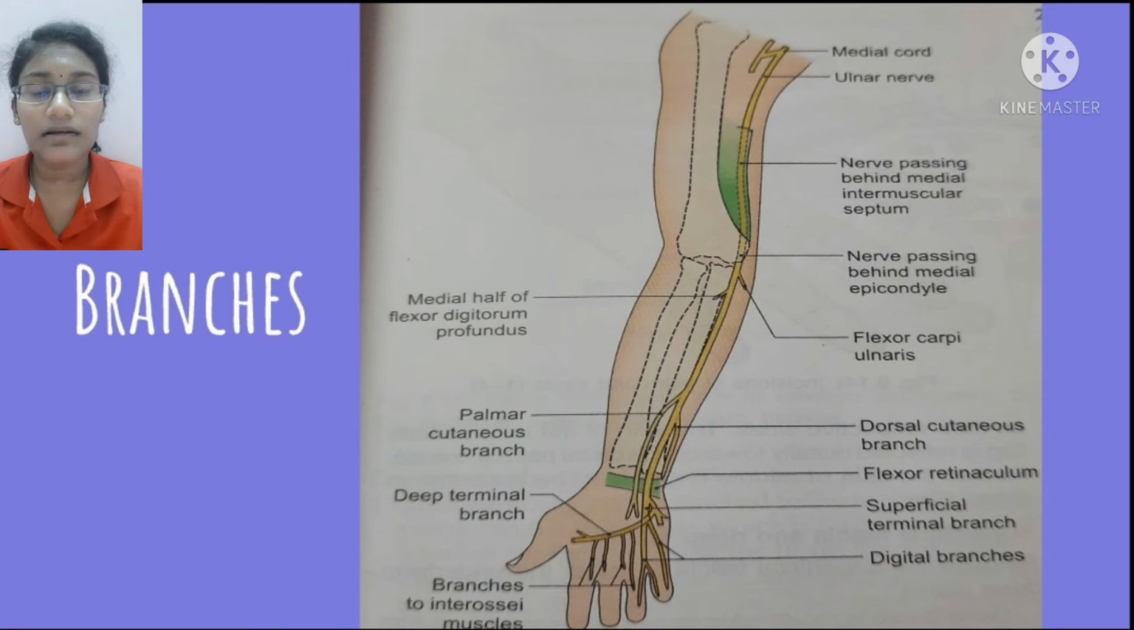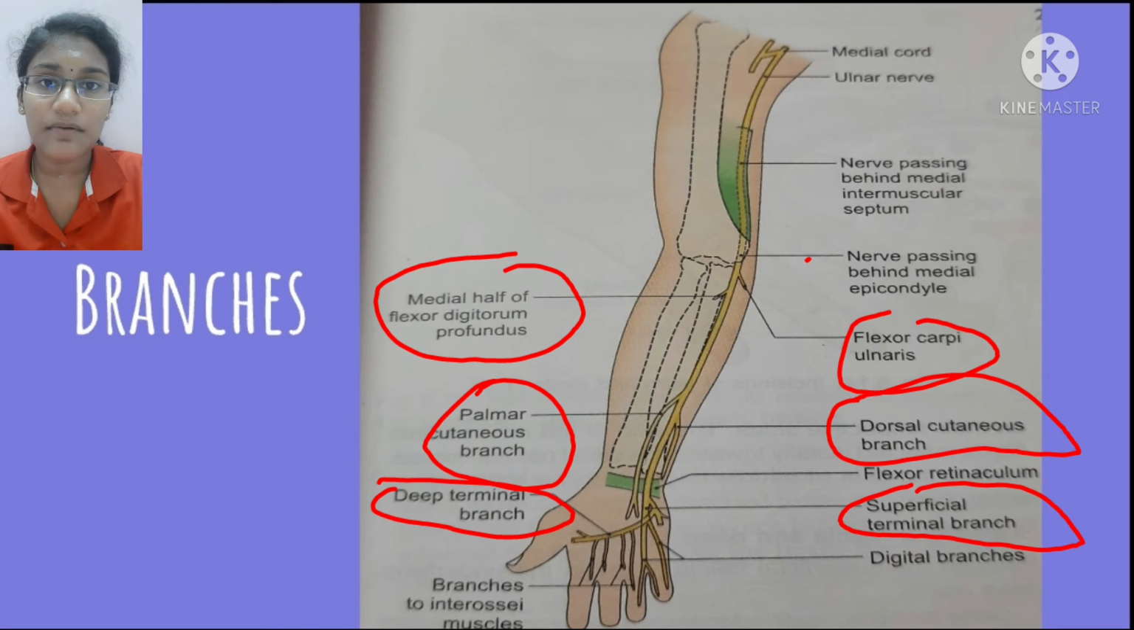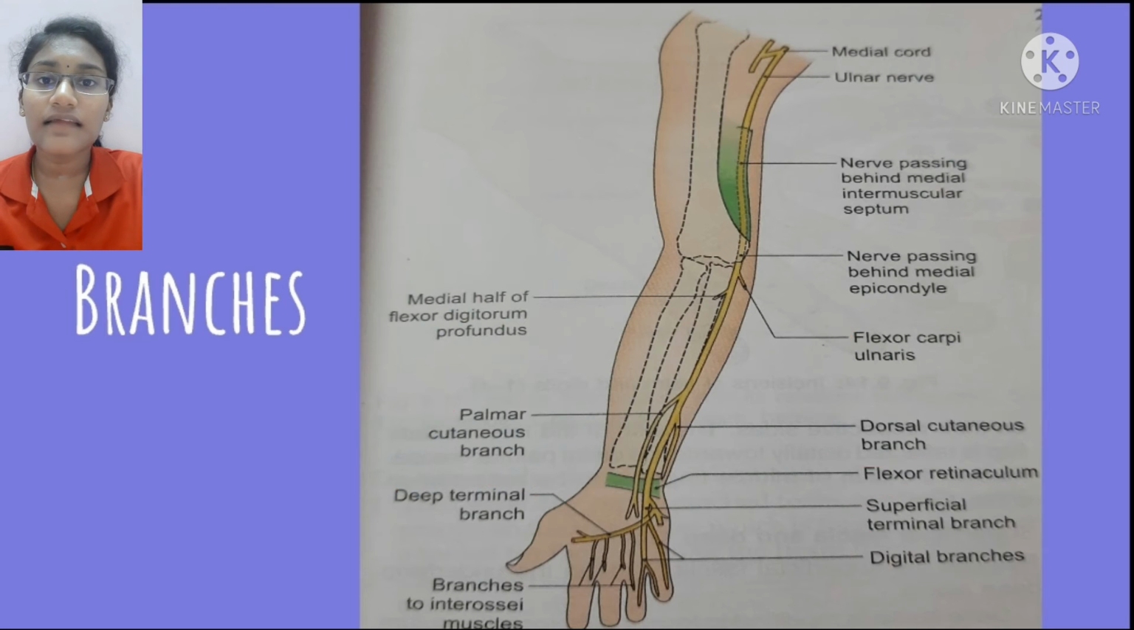So what is that 1.5 muscle? It is the flexor carpi ulnaris and the medial half of the flexor digitorum profundus. So as you can see in this image, these are the branches. First there is a branch to the flexor carpi ulnaris, then a branch to the medial half of the flexor digitorum profundus, and then there is the palmar cutaneous branch and the dorsal cutaneous branch, and then it divides into a superficial branch and a deep branch at the level of the flexor retinaculum.